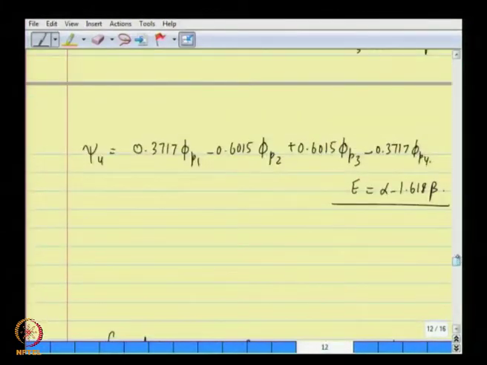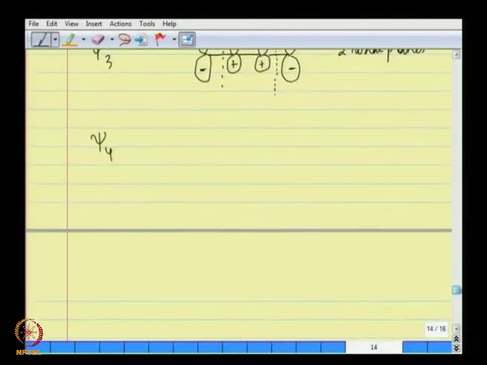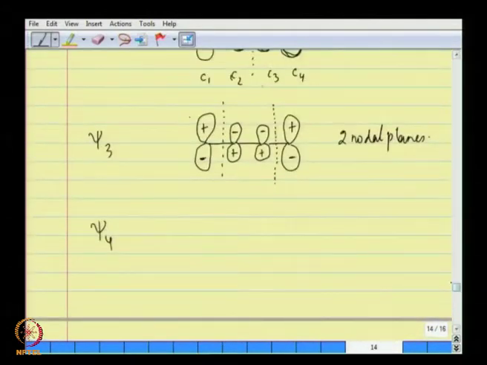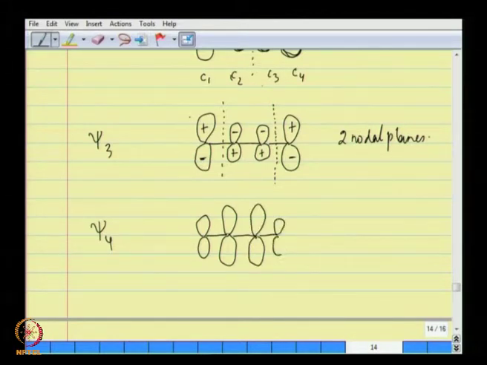If you look at psi 4, that has also two nodal planes. You see it is 1 smaller, 2 and 3 larger. So first let us capture that picture, 2 and 3 larger, 1 and 4 are smaller. Let me just draw that. 2 and 3 are larger, 1 and 4 are smaller of the same size.